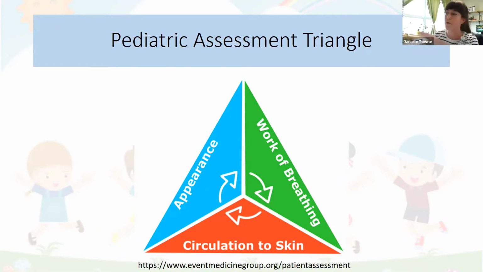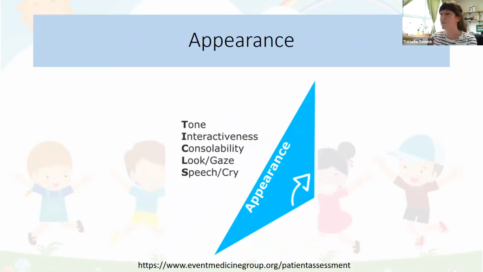We're going to break down each part of the triangle because that's really important to understand, so that you can have a really good comprehensive assessment going into it. The first is appearance. There's a lot of information that you can get from the appearance of a child. Think of it as your quick neuro exam. TICLS is an acronym that helps you remember to identify the important parts of the appearance portion of the triangle. We'll break that down starting with T.